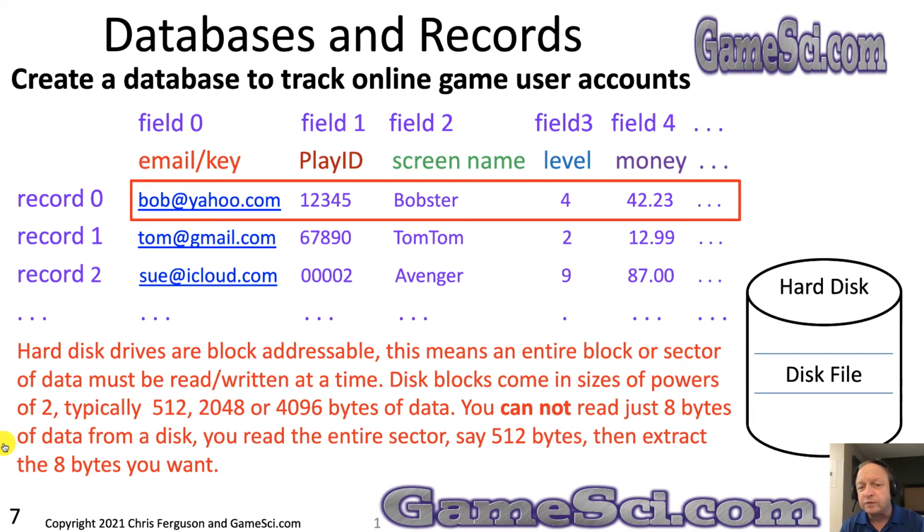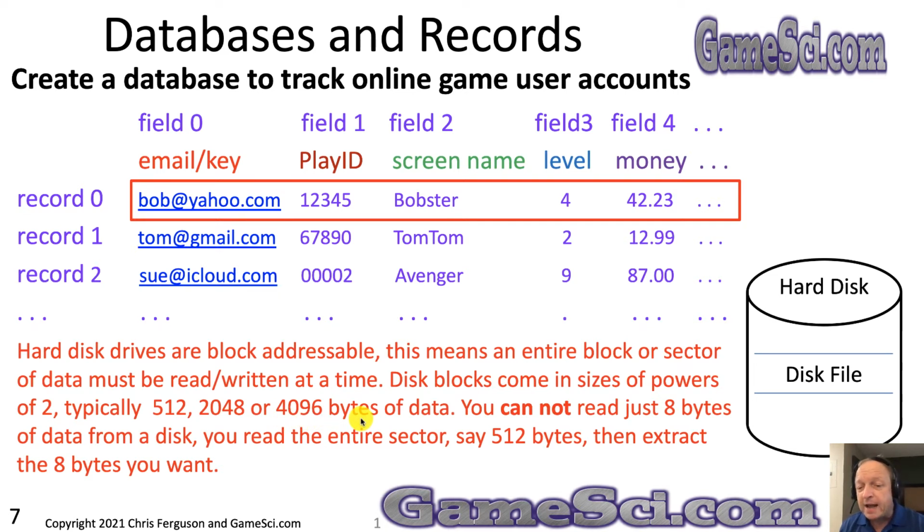Hard disk drives are something called block addressable. This means an entire block or sector of data must be read or written at a time. Disk blocks come in sizes of powers of 2. Typically in the old days it would be 512 bytes per block on the disk sector. Optical drives tend to have a disk sector of 2048. And modern hard drives tend to have a disk sector size of 4096 bytes.